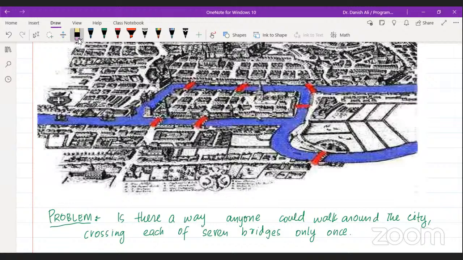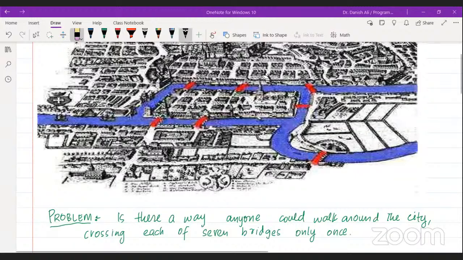So first, I'll pose this problem to you people. What do you think? Is it possible to walk around using all the bridges once? And if it is possible, let's see which path that will be. Okay, please go ahead and think about this. Is it possible to have a positive solution of this problem?